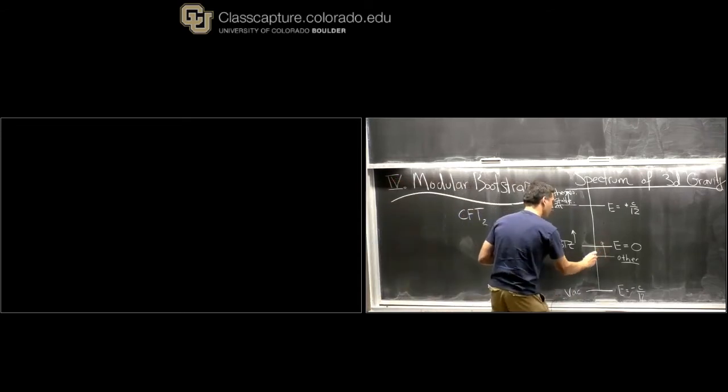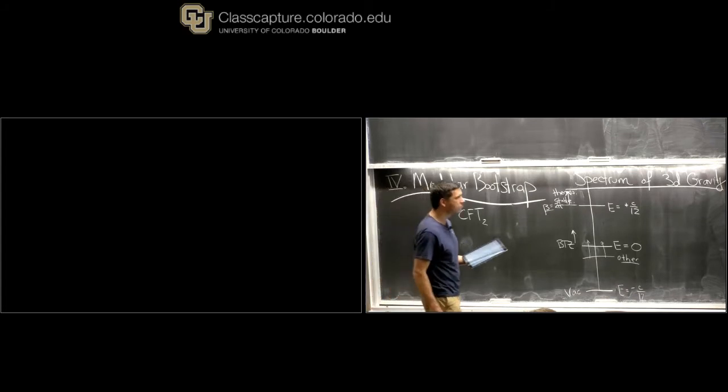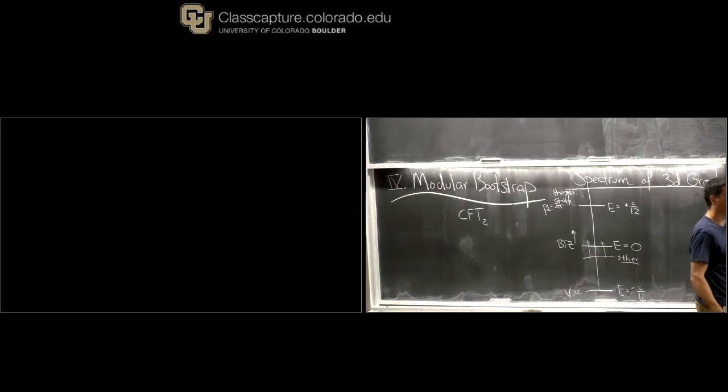And those start at some point below the BTZ threshold, but above the vacuum. Sorry, Tom, when you say the black holes exist below the equals 2 pi, do you mean they exist as resonances or as energy eigenstates? Well, I guess the question is whether the black holes exist as energy eigenstates below the transition.